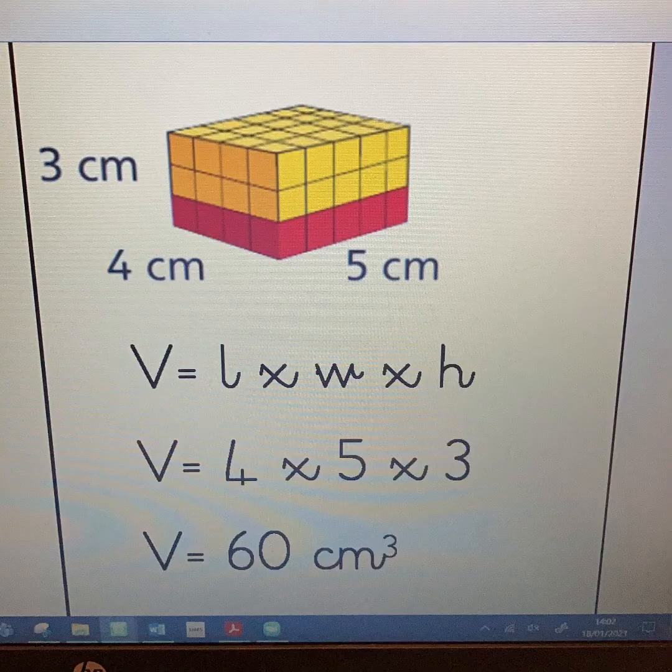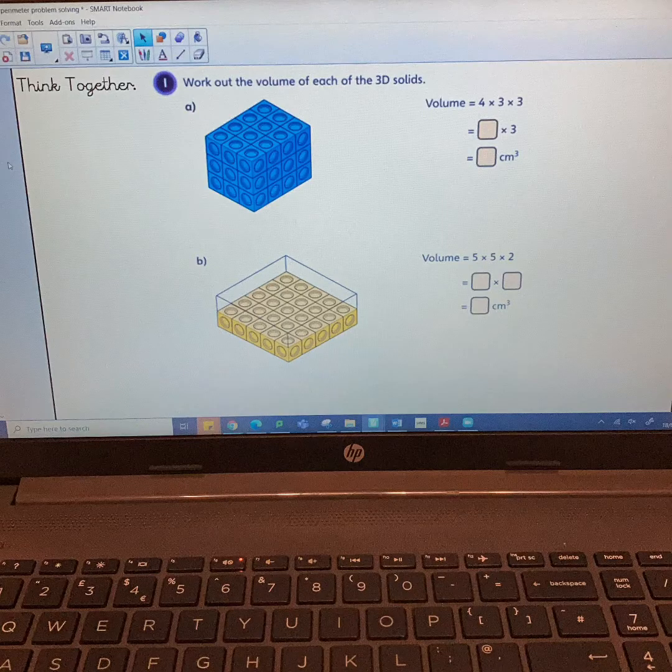Right, let's move on to the think together. So if you haven't already, write think together down into your books, and your working out for this bit is going to go under that heading. So for question 1, we've got A and B. Can you work out the volume of each of these 3D solids? There is some help for you on the right hand side if you need it. For B, there is 2 levels. It's just one of them, it's not showing as cubes, but I think you can work that out. So have a go at the volume. Off we go.